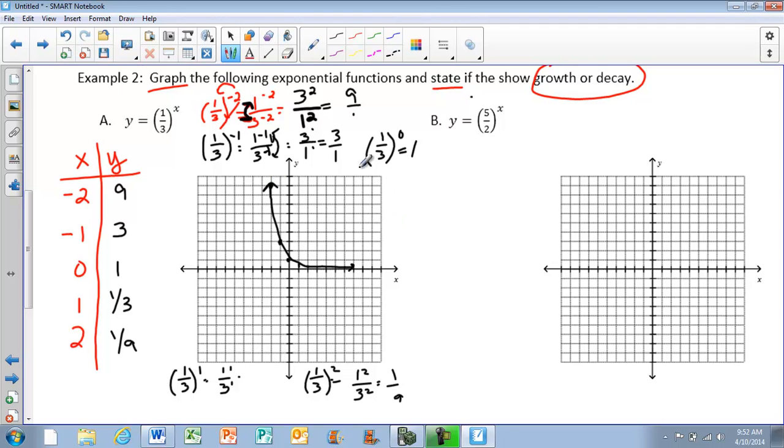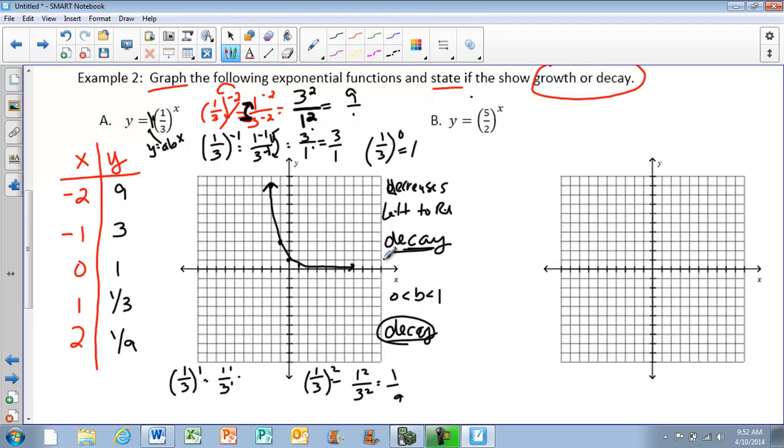Okay, so just by looking at this, when it decreases from left to right, it tells us that it's a decay. But also, as a reminder in our notes, when b is between 0 and 1, which remember, y equals a b to the x power, a is essentially 1 here, 1 times 1/3. So our b is between 0 and 1, so that again signifies a decay. So 2 ways you can tell this is decay.